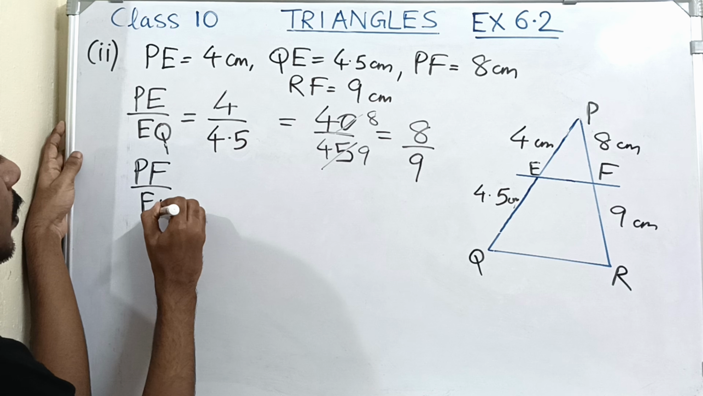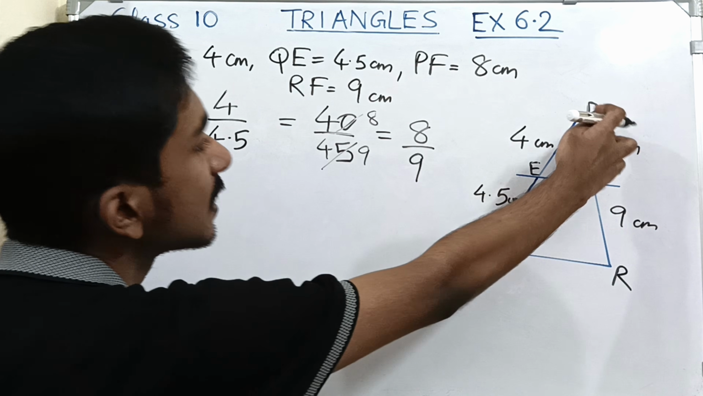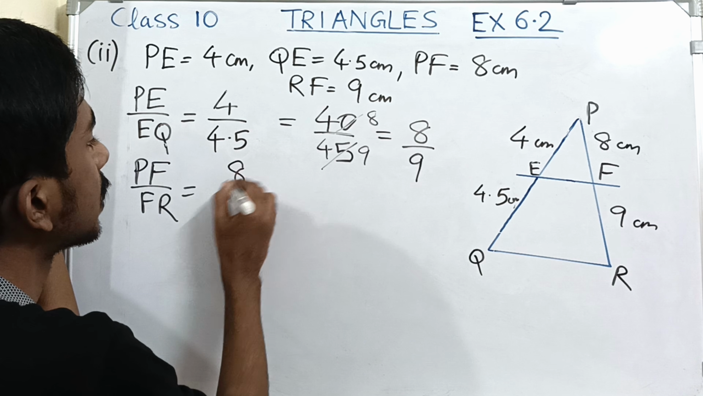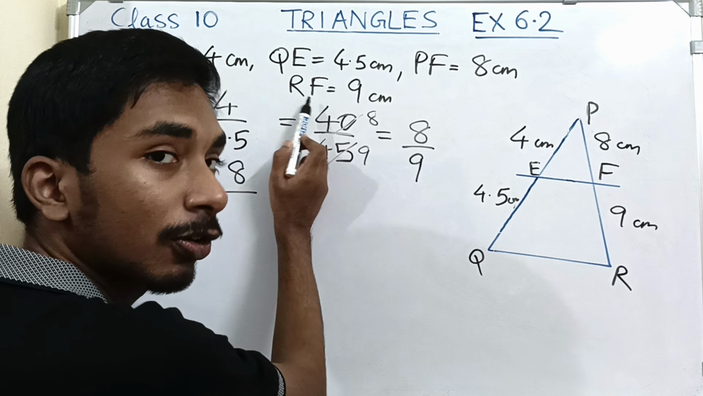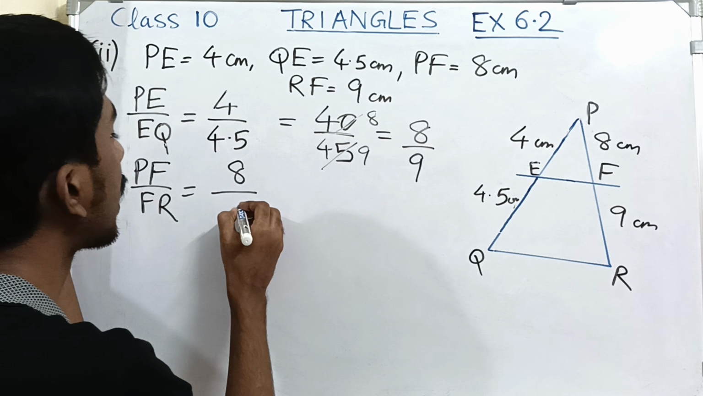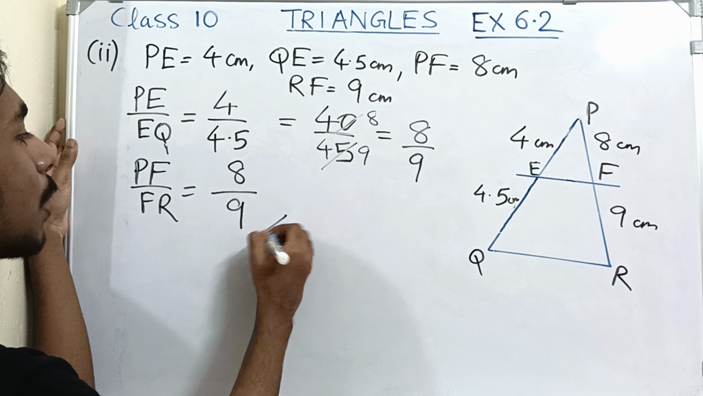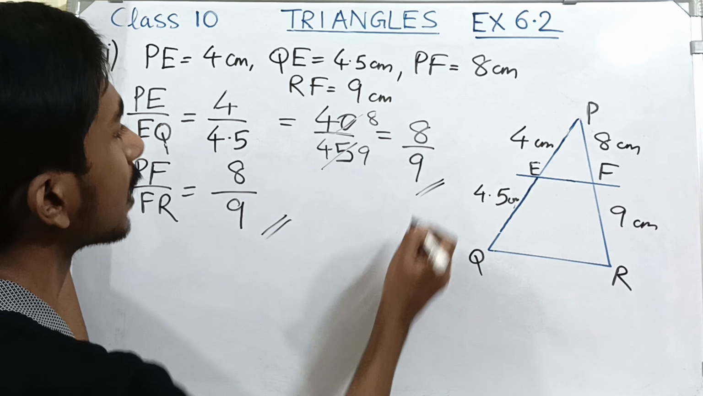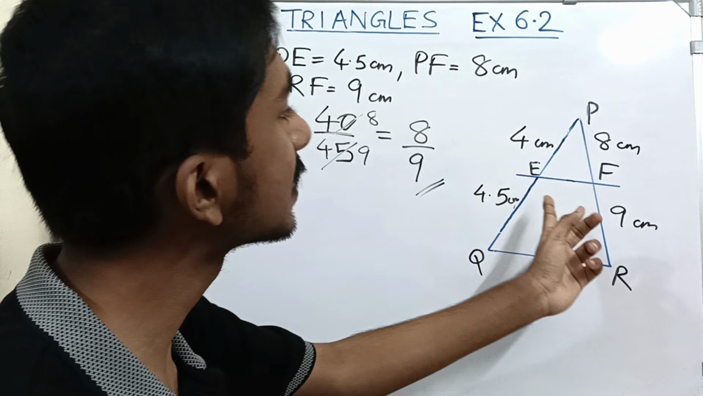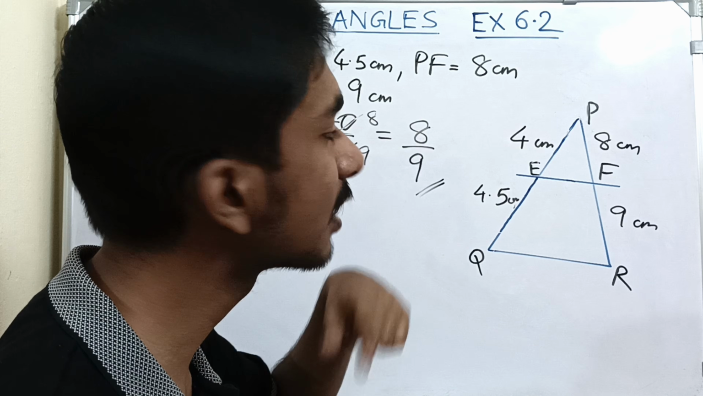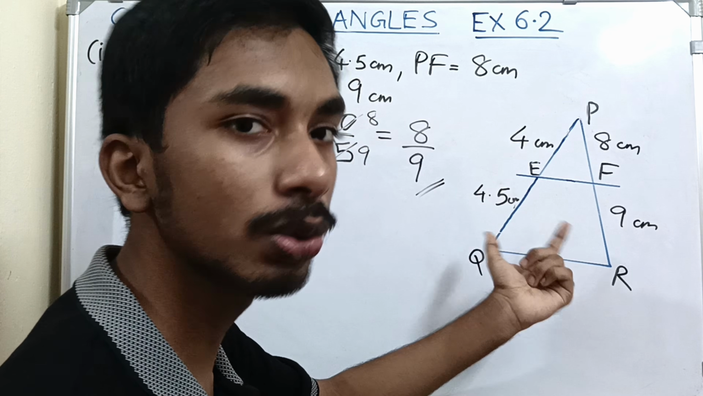PF by FR, how much is this coming? PF is 8 centimeters, so put 8. FR and R of both are the same, so you can put 9 here. See, it is 8 by 9, this is also 8 by 9. So what can you say? This ratio and this ratio became equal. So you can say by converse of basic proportionality theorem, EF will become parallel to QR.